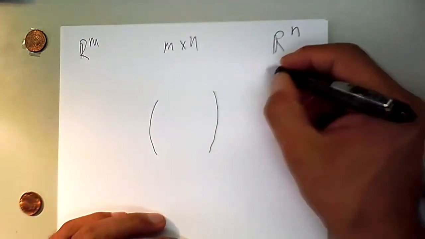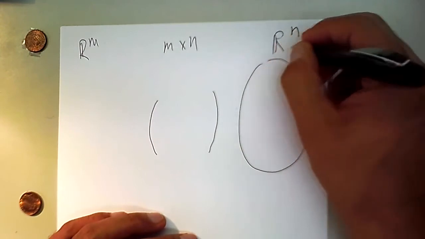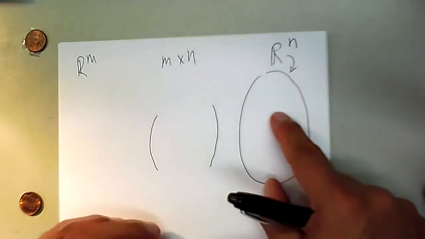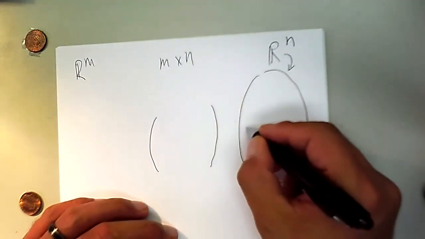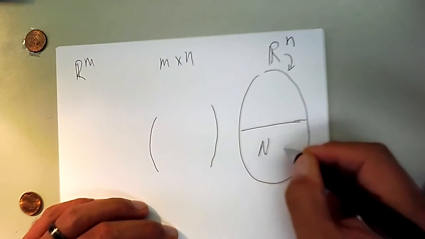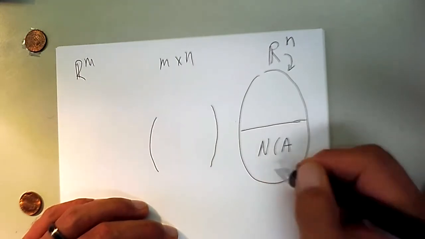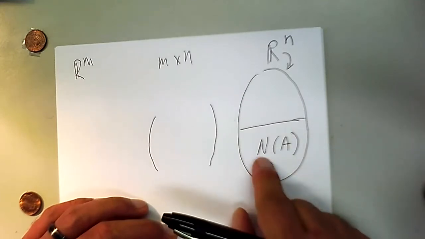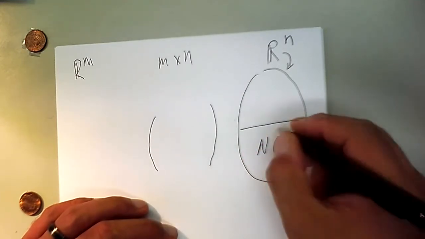Yeah, so pretend this is our N, so this is like an N-dimensional space. Now, we're going to split it into two parts. One part is going to be the null space of the matrix A. So pretend that is the matrix A. So the null space is going to take one part.